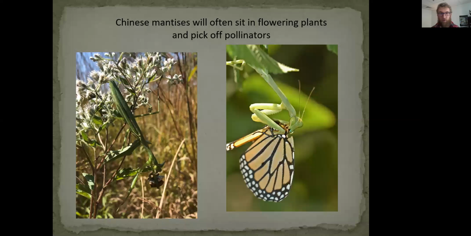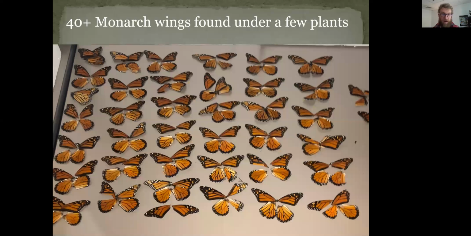And when I went, it was in August, so it was during migration. And I started to notice just a lot of monarch wings on the ground. At first I was just like, oh, something ate it. But then I noticed it was under every plant, and there was always one of these guys. And then I started picking them up. And this is what I found.